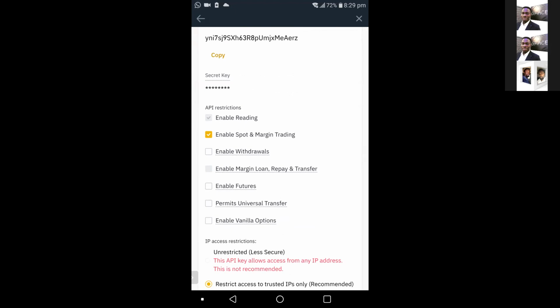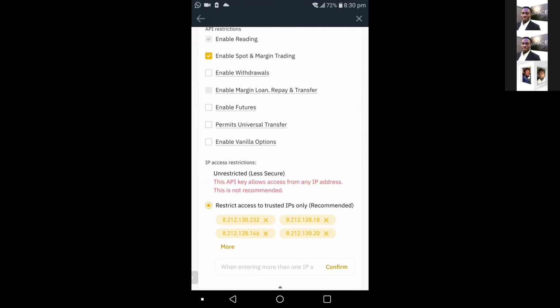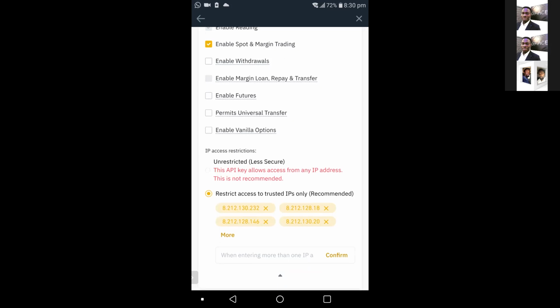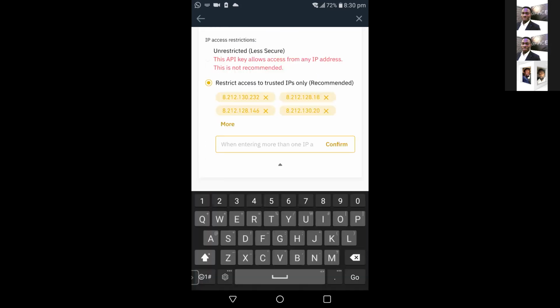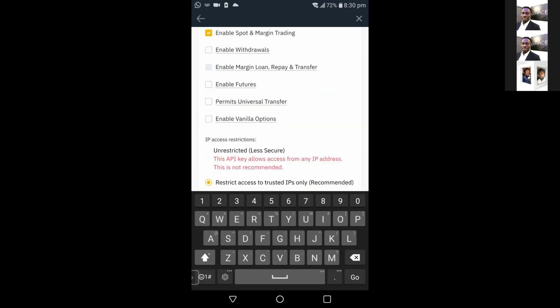You can see that the option for enable spot trading is ticked and enable withdrawals is disabled. Now, if you come down to IP access restrictions, you can see that by default, yours will be unrestricted. Then you change it to restrict access to trusted IP only. Then you paste the IP address you copied from your RoyalQ. If you paste it here and click confirm, it automatically isolates the IP address like this. Then you click on save.